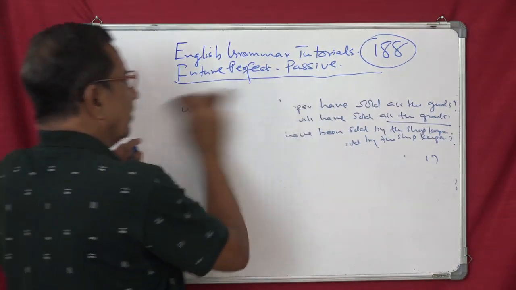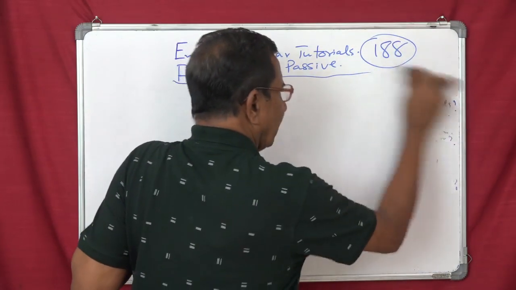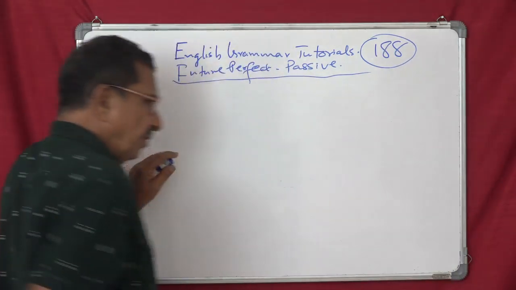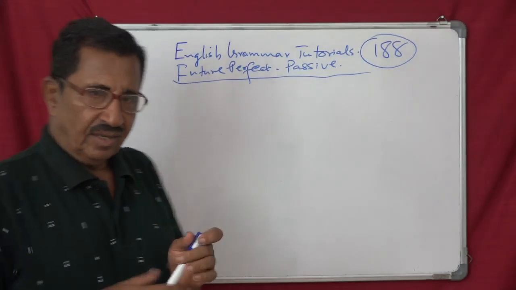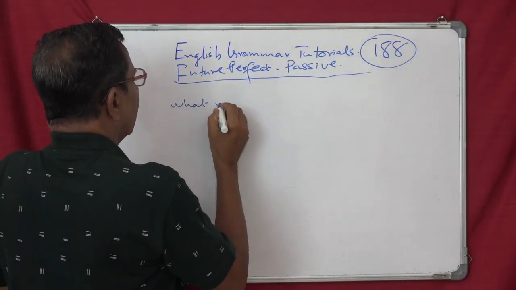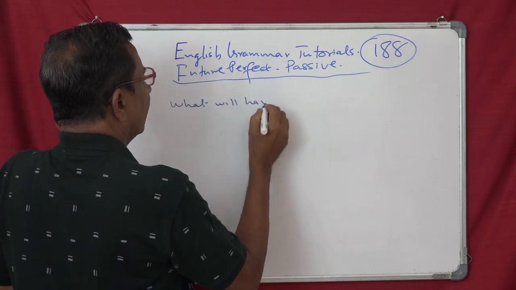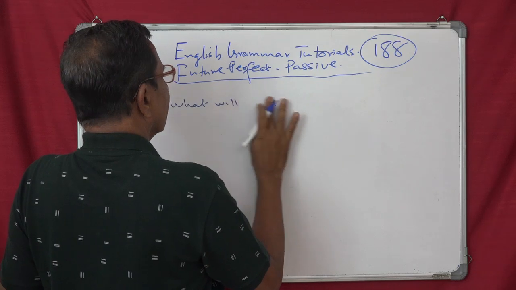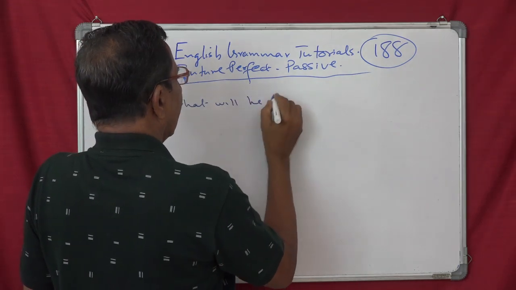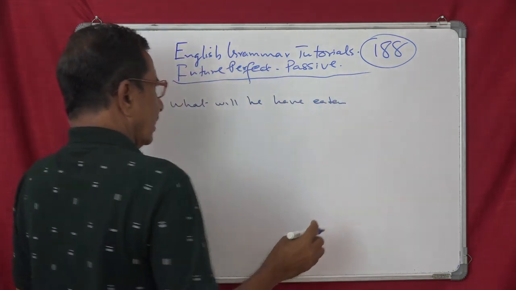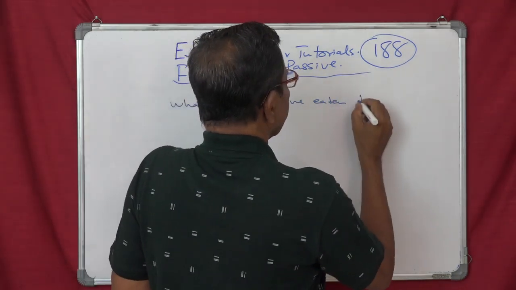So that is about yes or no questions. Now let's talk about the WH questions. How are you going to do that? Okay? So, let's say a question like this: what will have, what will he have eaten today?